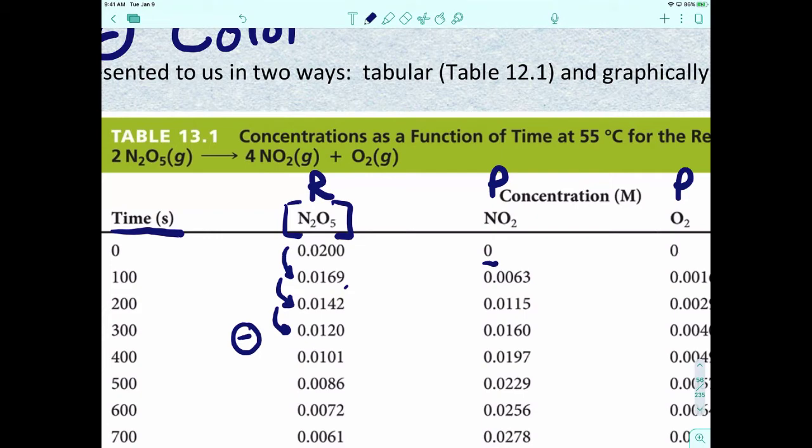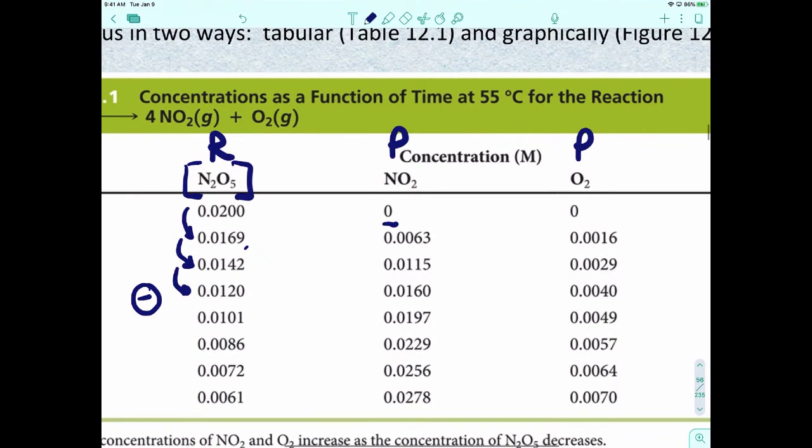And eventually you start producing the NO2 and you start producing the O2. All right. So let's say, okay, so at time 0, the concentration of NO2 was 0. At 100 seconds, the concentration is 0.0063. Concentration at 200 seconds, 0.0115. Concentration at 300 seconds, 0.0160. Concentration at 400 seconds, 0.0197. So we know that these numbers are increasing. And if we take a look at the numbers for O2, they too are also increasing. Okay, so we're cool on that.